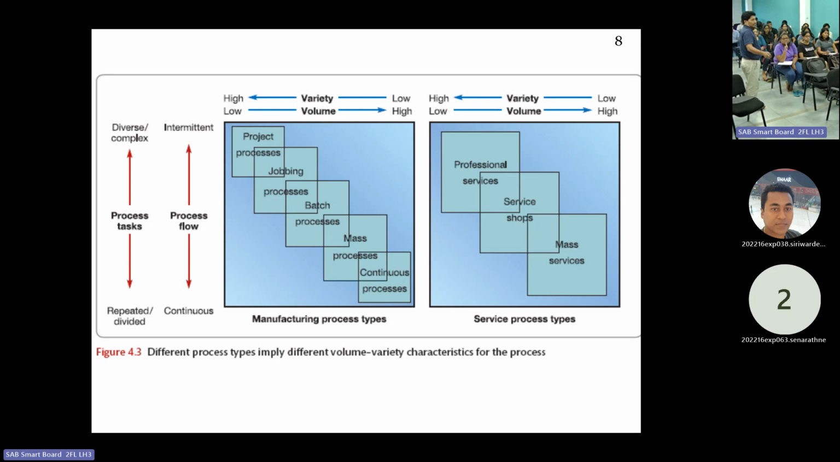Then comes mass process, which is capable of producing high volume. And in terms of variety, fewer variety. This is standardized product. Coming to the last one, continuous processes. They are capable of producing extremely high volume. When it comes to variety, extremely low, in the sense that it is highly standardized, one type of product.